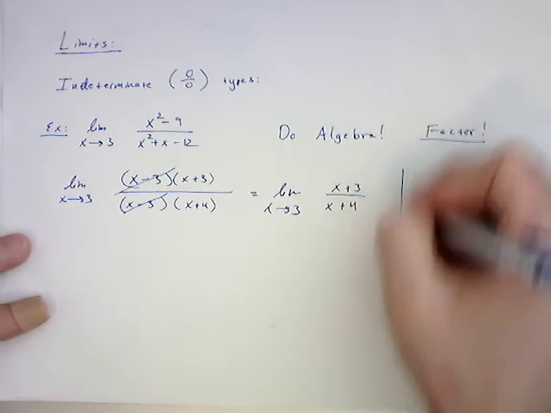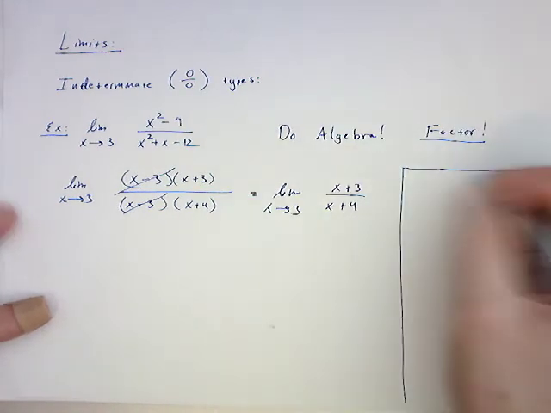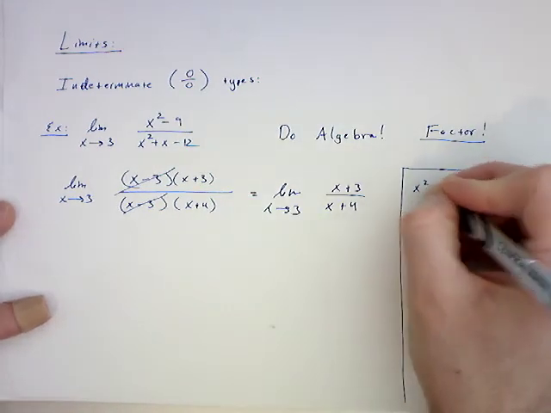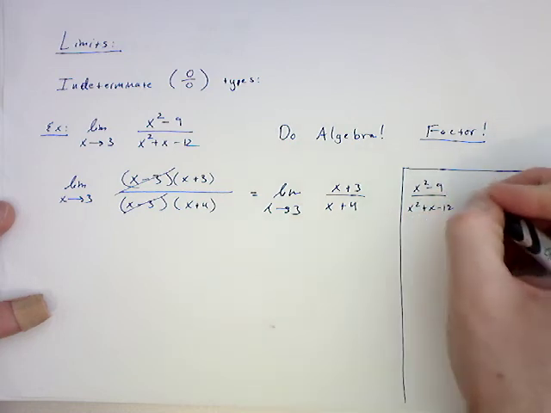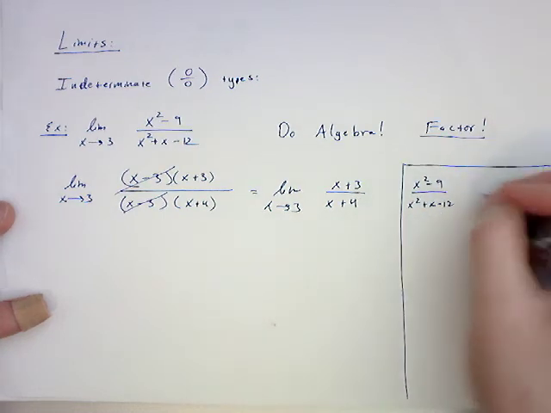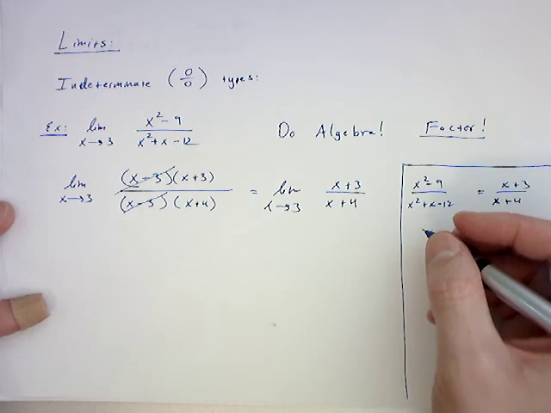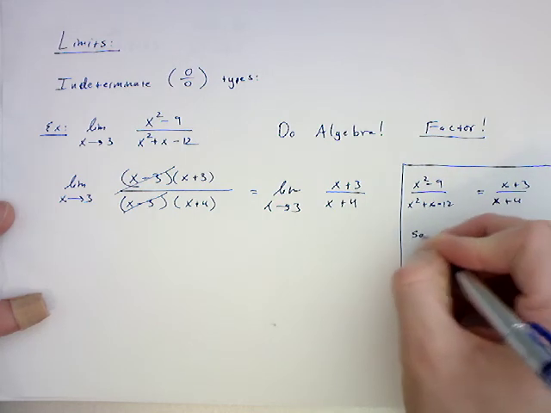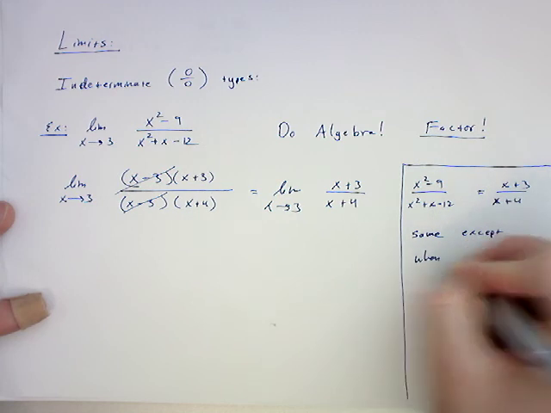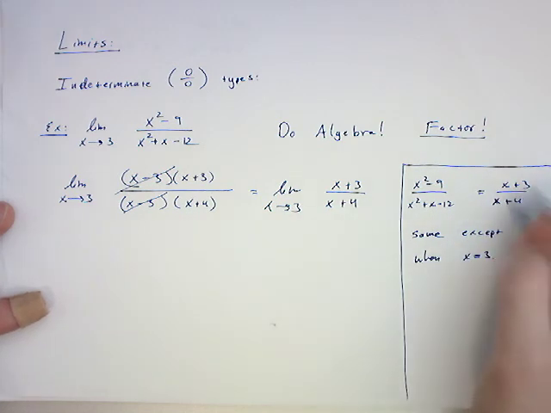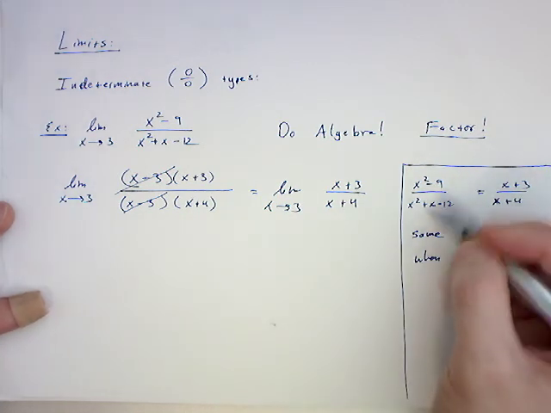What I'm saying there, just to kind of clarify that even more, is that these two functions, x squared minus 9 over x squared plus x minus 12, and x plus 3 over x plus 4, are the same everywhere except at positive 3. Right? Here when I plug in 3, I get 6 over 7. Here when I plug in 3, I get 0 over 0.